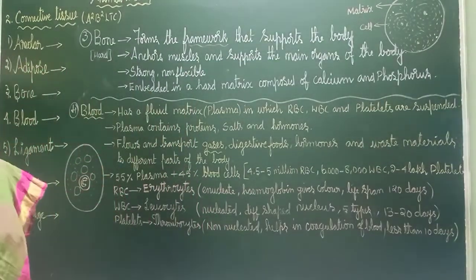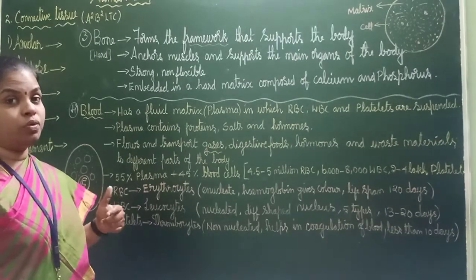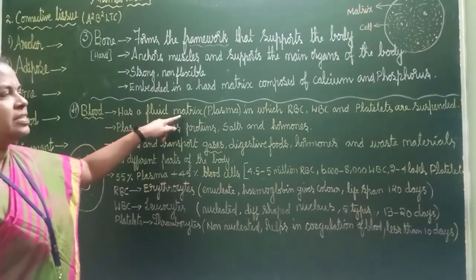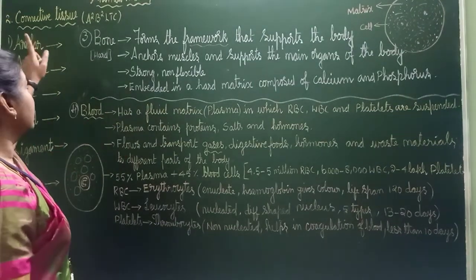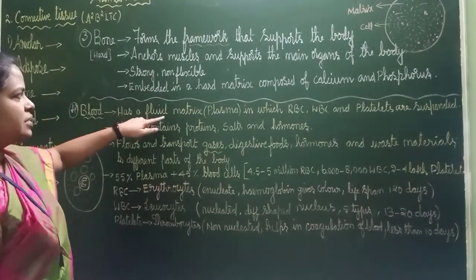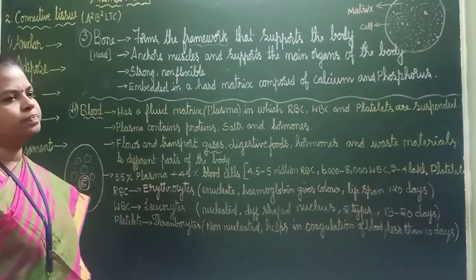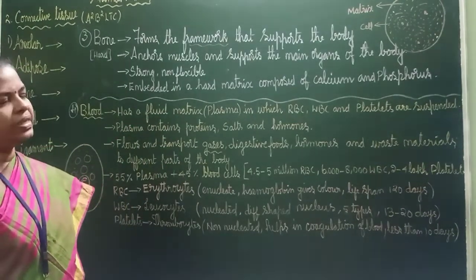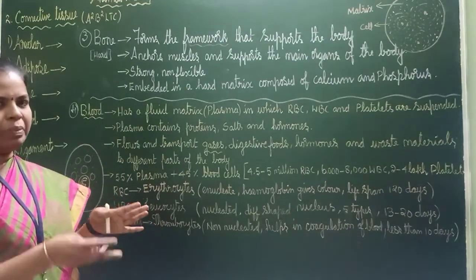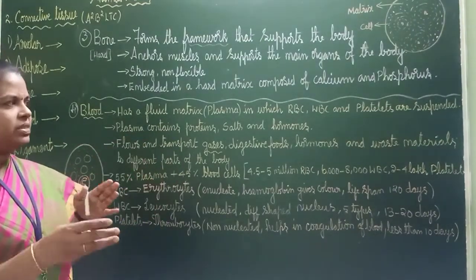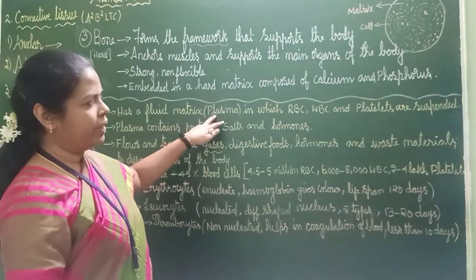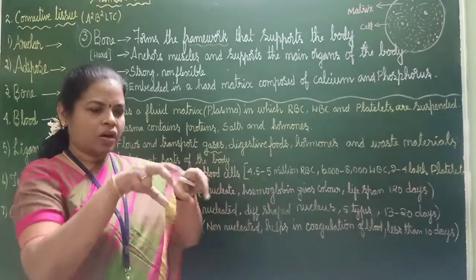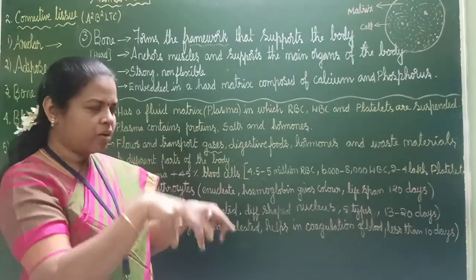Blood. We know more about blood than bone, no? It has a fluid matrix. I told you, it depends upon the connective tissue which we are studying. This is having a fluid matrix, that is plasma. In the plasma only all the other blood cells will be there. Blood is divided into plasma and blood cells. Plasma is the matrix in which RBC, WBC and platelets are seen, suspended or mixed together.